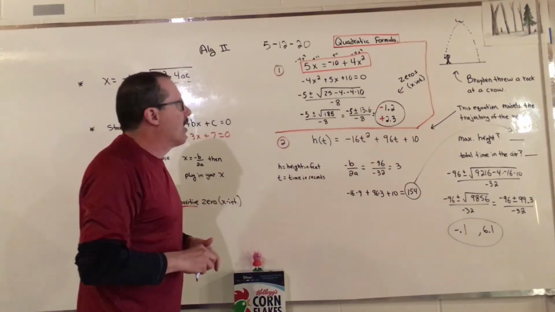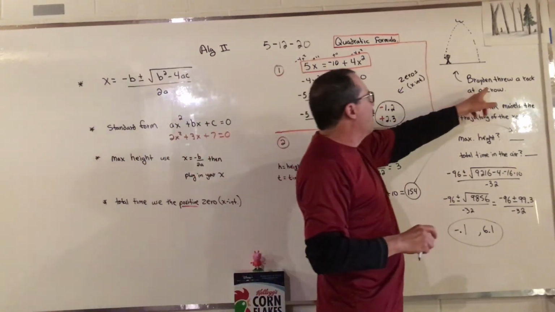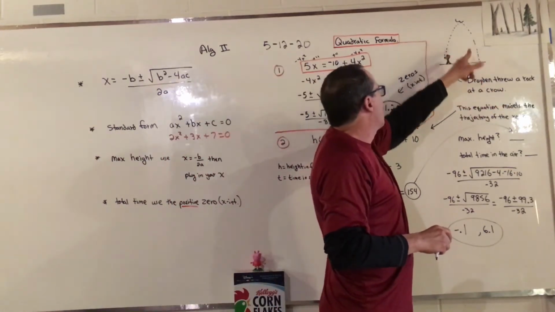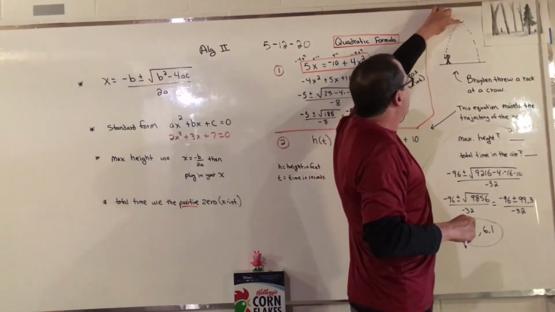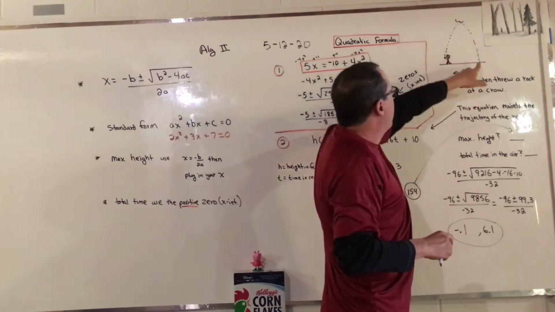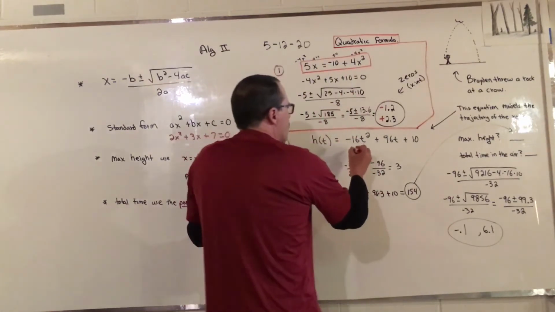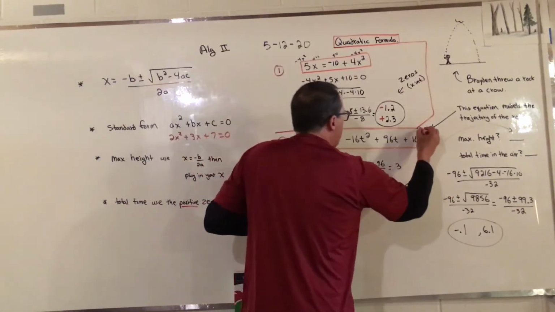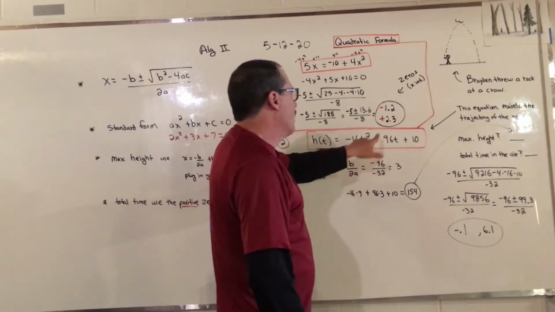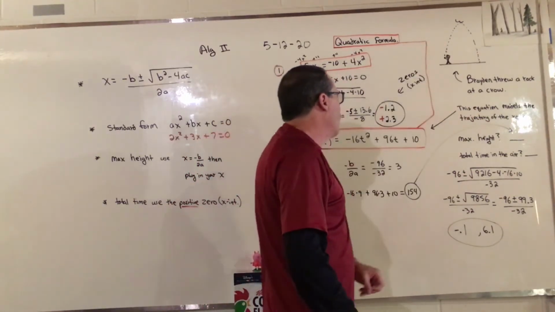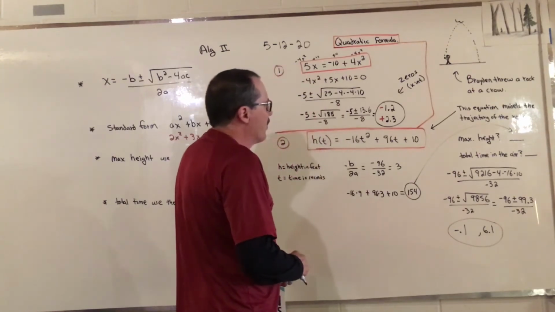Now here's a story problem. So our story problem is Braden threw a rock at a crow. So there's our crow. Here's Braden throwing his rock. And this is the path of the rock. And the path of the rock, you can actually model this. I know it sounds crazy, but math people do this all the time. This is the model of what his rock did, how high it went in the air, and where it went.